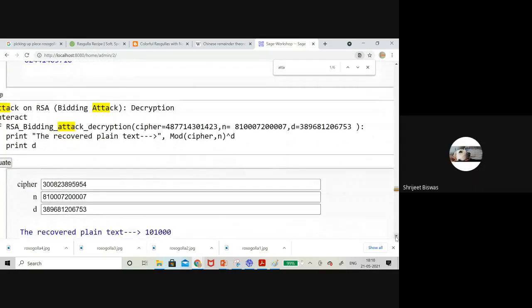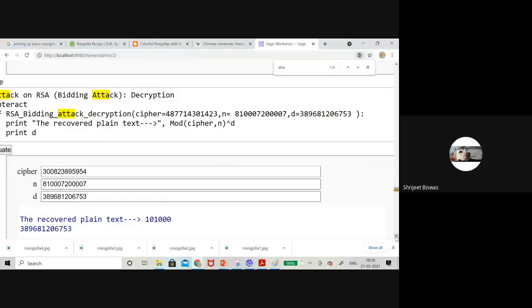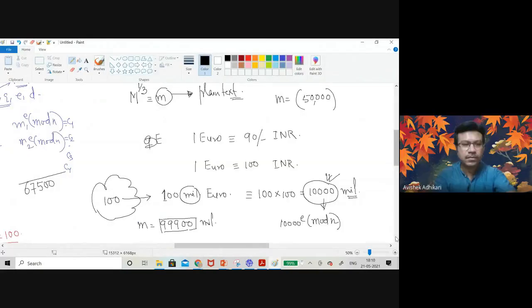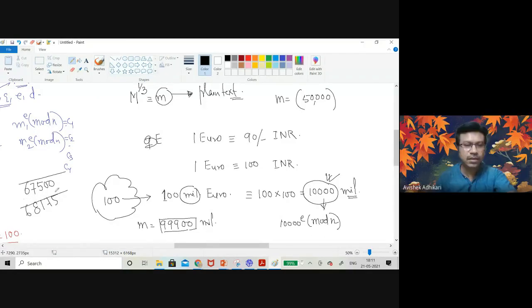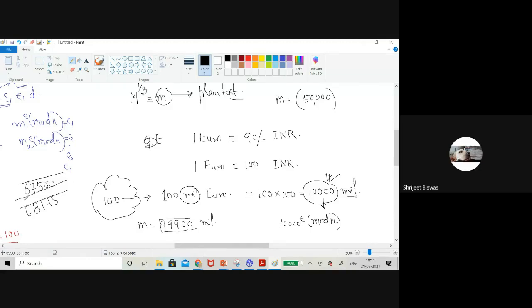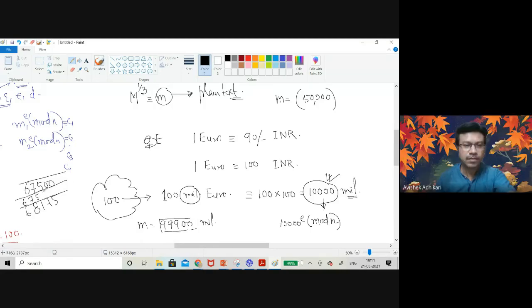Sir, after decrypting the ciphertext you gave, I got the decryption as 68175. 68175. And what was your plain text? Okay, and what was your plain text? Text was 67500. 67500. Yes. So you can see that 1% increase I have made.